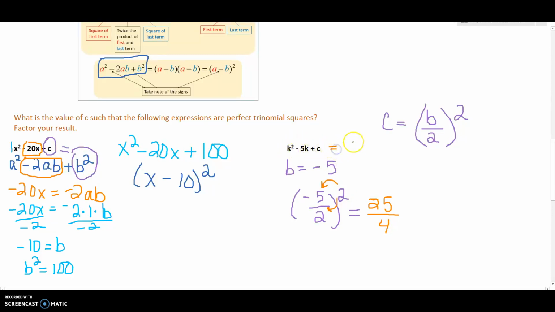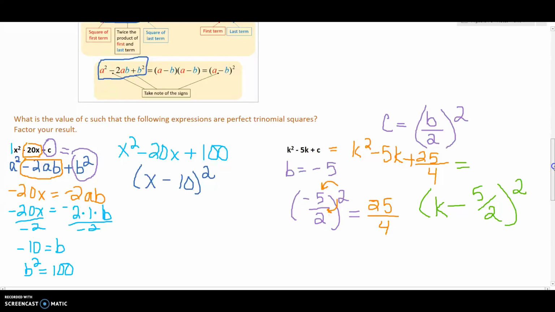So this is k squared minus 5k plus 25 over 4. And if I were factoring this, I know that it's the square root of my first term, my first sign, and the square root of my last term, and it's all squared. So that looks a little crazy, but hopefully that's jarring some memories. As we go through this, we have to find that c term first. So let's put it all together.